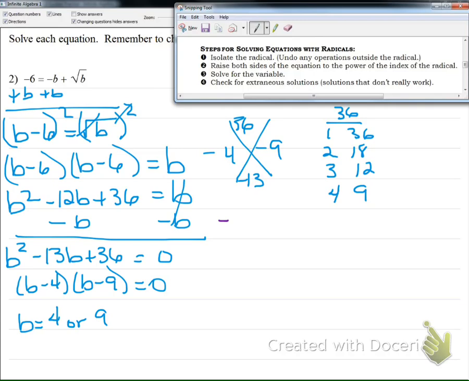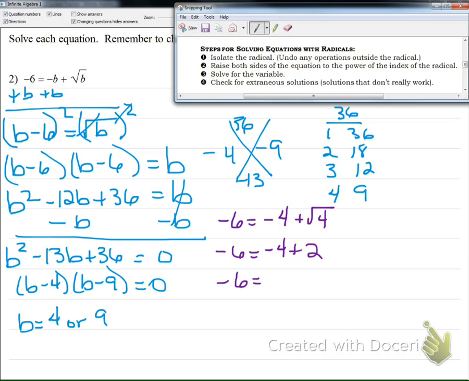Now we're ready to check for those extraneous solutions. So we have to plug in the b of 4 into the original equation. So I'm going to write negative 6 is equal to, let's see if the rest of the equation is also equal to negative 6. So a negative b, we just said b is 4, so I write in the 4, plus the square root of b, which is 4. Alright, and we're ready to simplify. Negative 6 just carries down, negative 4 carries down, and we have plus square root of 4, which the square root of 4 is just 2.